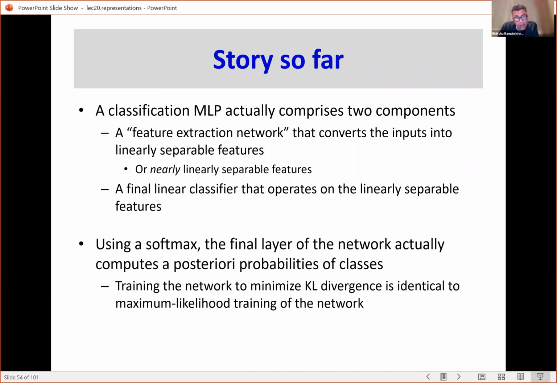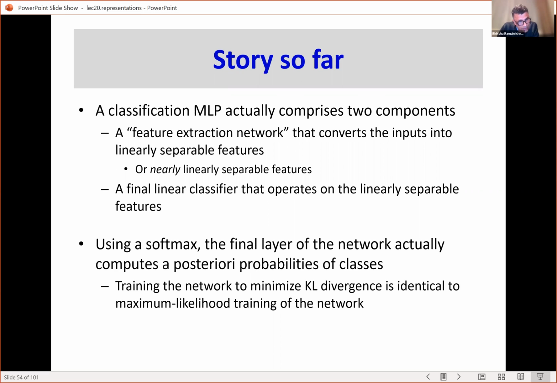And so the story so far, a classification MLP actually comprises two components: a feature extraction network that converts the inputs into linearly separable or nearly linearly separable features, and a final linear classifier that operates on those features. And using a softmax, the final layer of the network actually computes a posteriori probabilities of classes. And training the network to minimize the KL divergence is identical to maximum likelihood training of the network.